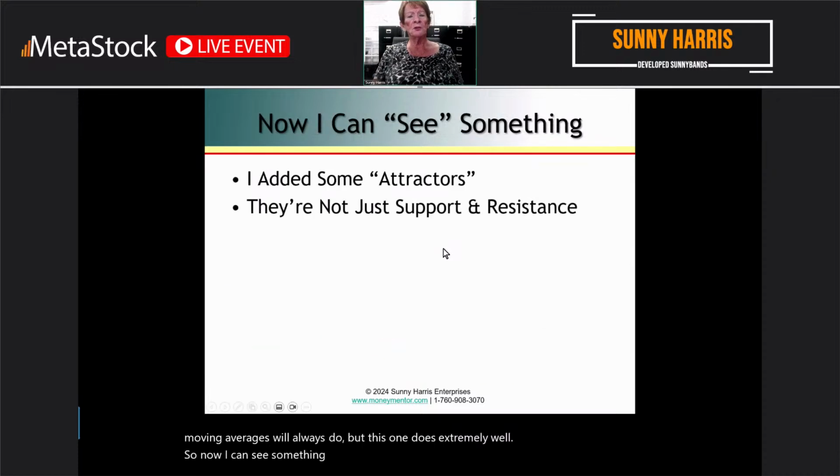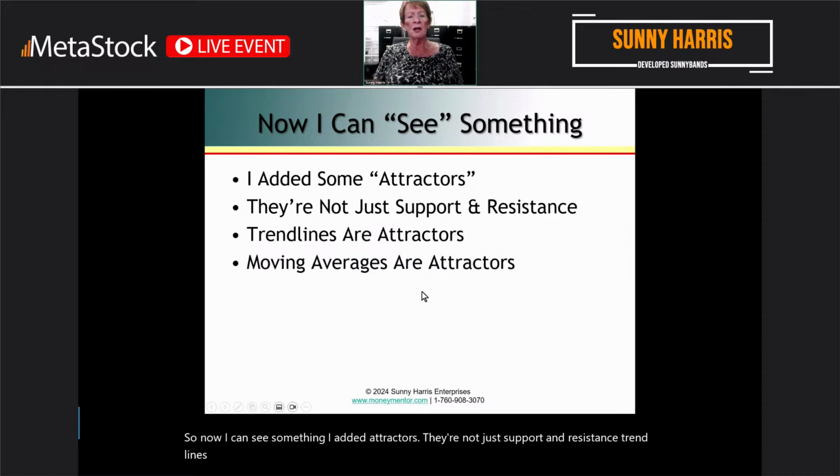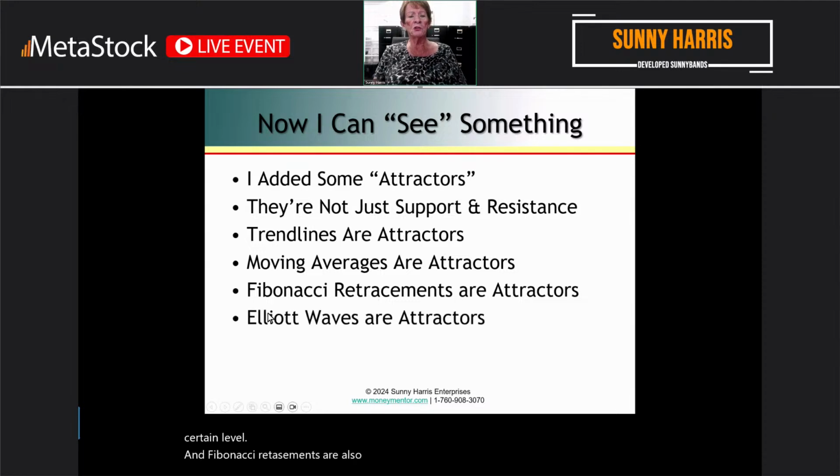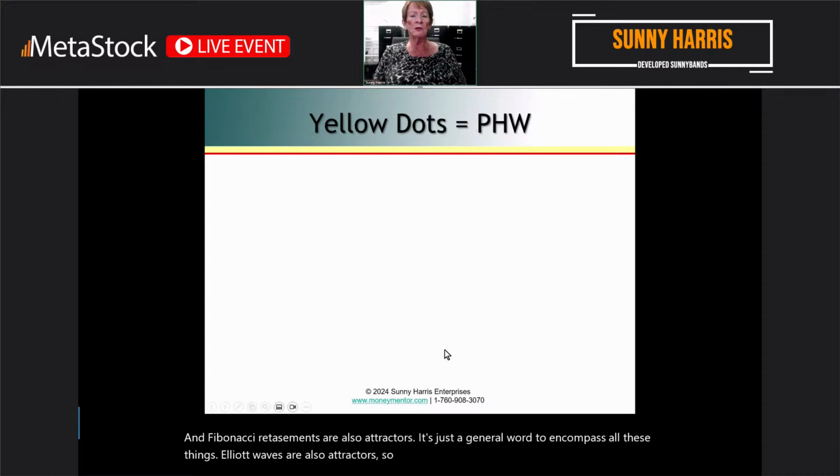I added attractors. They're not just support and resistance. Trend lines are also attractors. Moving averages are attractors, anytime price is being attracted to a certain level. And Fibonacci retracements are also attractors. It's just a general word to encompass all these things. Elliott waves are also attractors. So let's go a little farther.